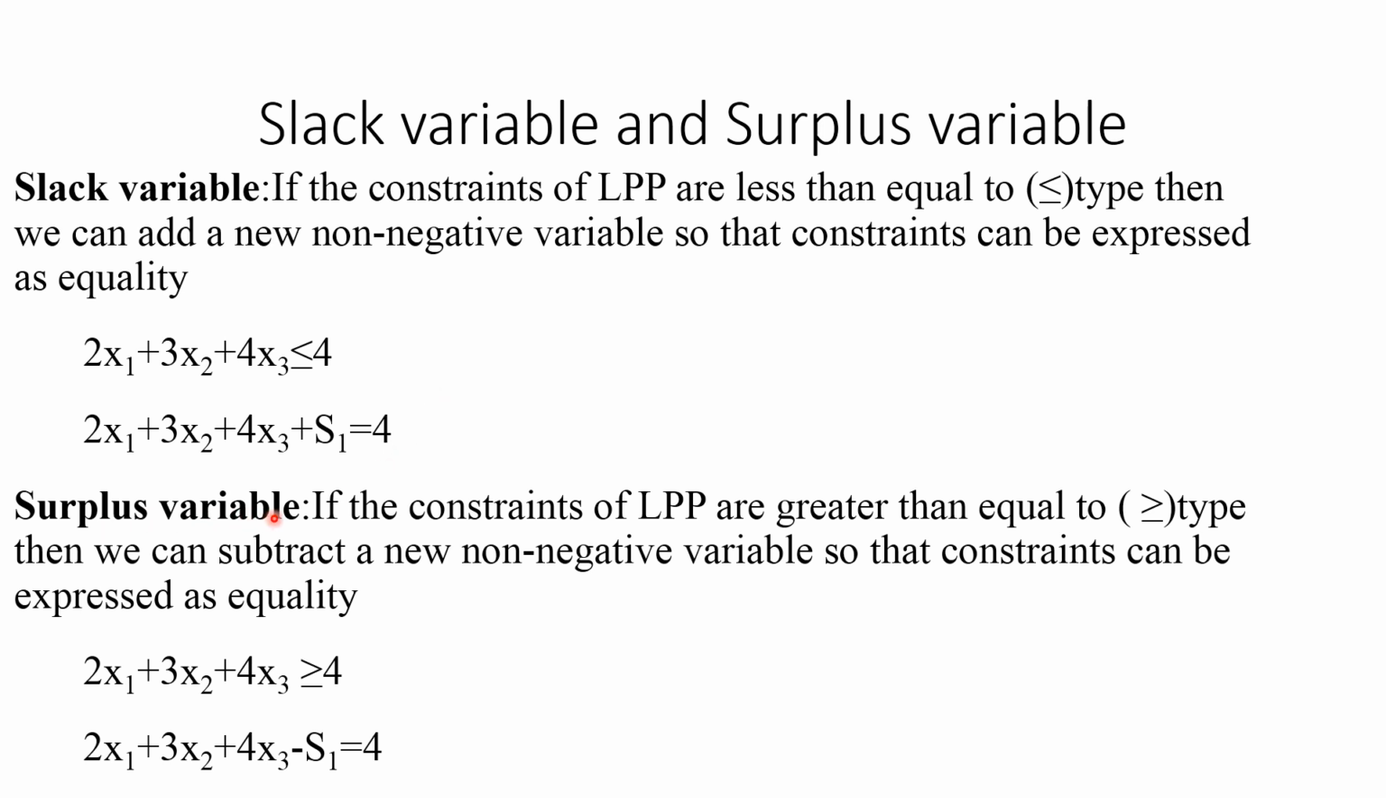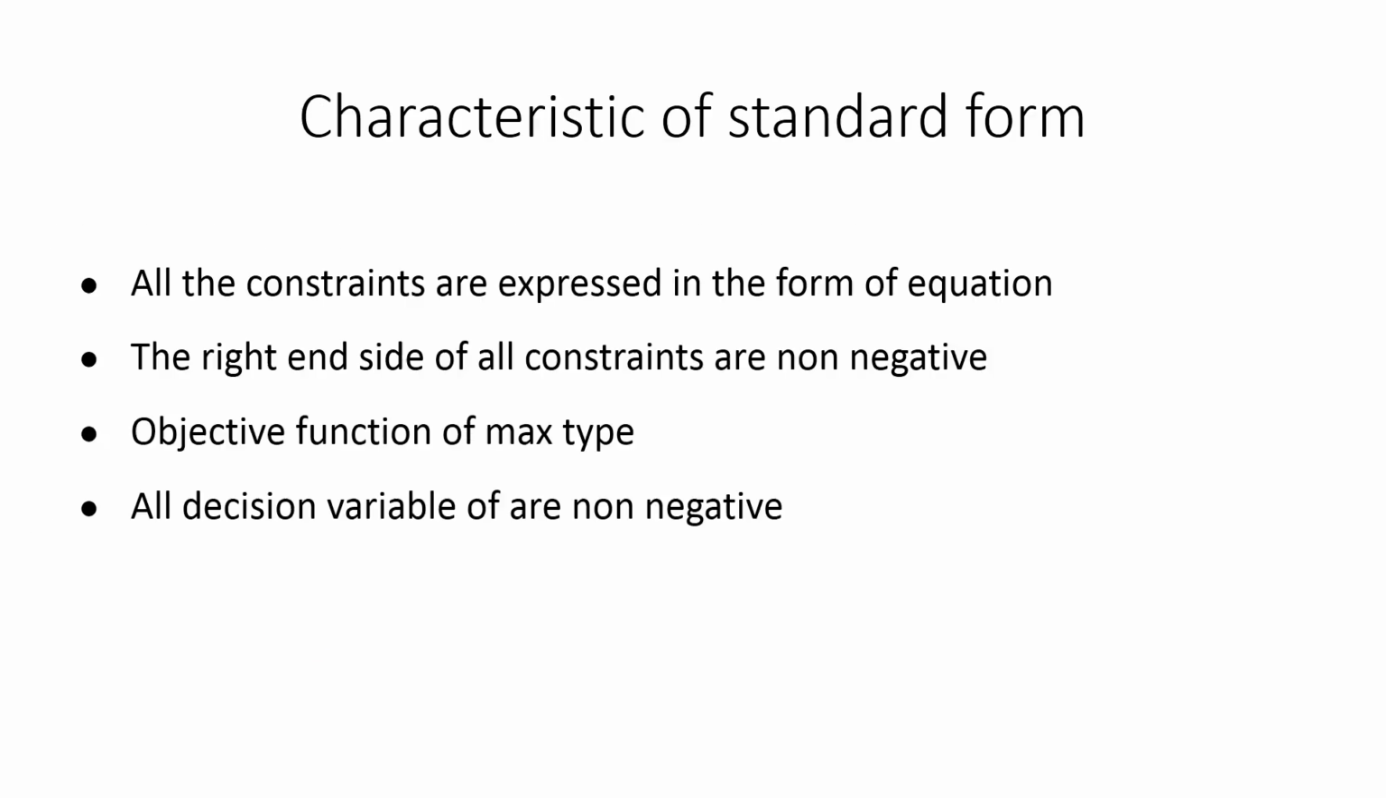What is a surplus variable? If a constraint of LPP is greater than or equal to type, we can subtract a new non-negative variable, so the constraint can be expressed as equality. Same equation, but here it is greater than or equal to 4, so we subtract variable s1. Okay, so this is slack variable and surplus variable. Sometimes people say it is a slack variable with negative sign, that is okay, but we have to add when it is less than or equal to type, and we have to subtract when it is greater than or equal to type.